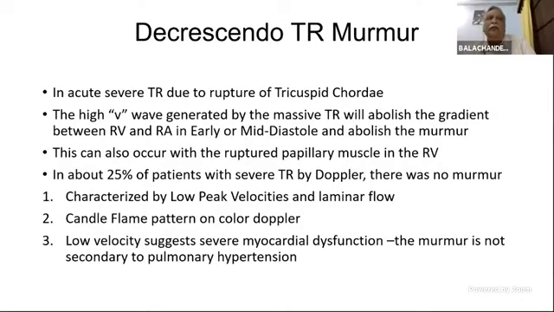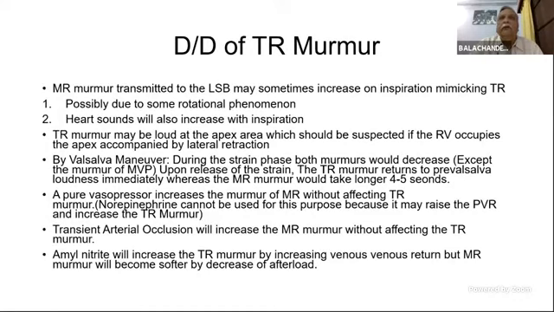Often it is there at the examination, but lateral retraction will help you to find that the whole thing is RV. You can use a Valsalva maneuver. We can use pure vasopressors, which we don't use at the bedside. We can use what is known as transient arterial occlusion by tying BP cuffs, which increases the MR murmur, but will not affect the TR murmur. And of course, amyl nitrite is again not being used in our country. Next slide. Next one.